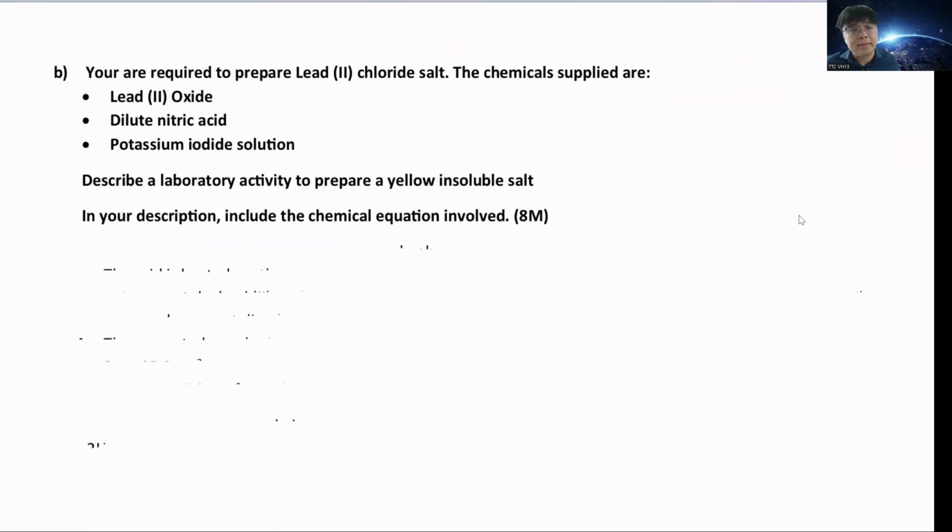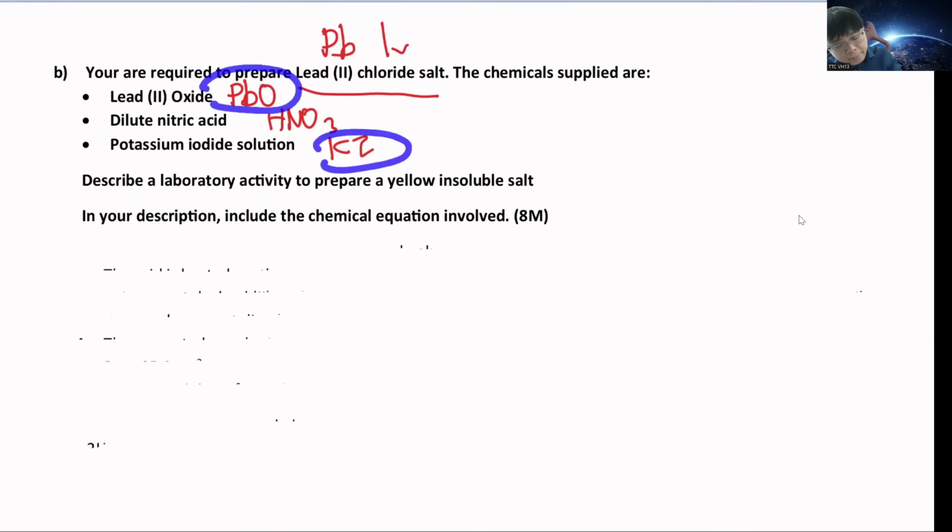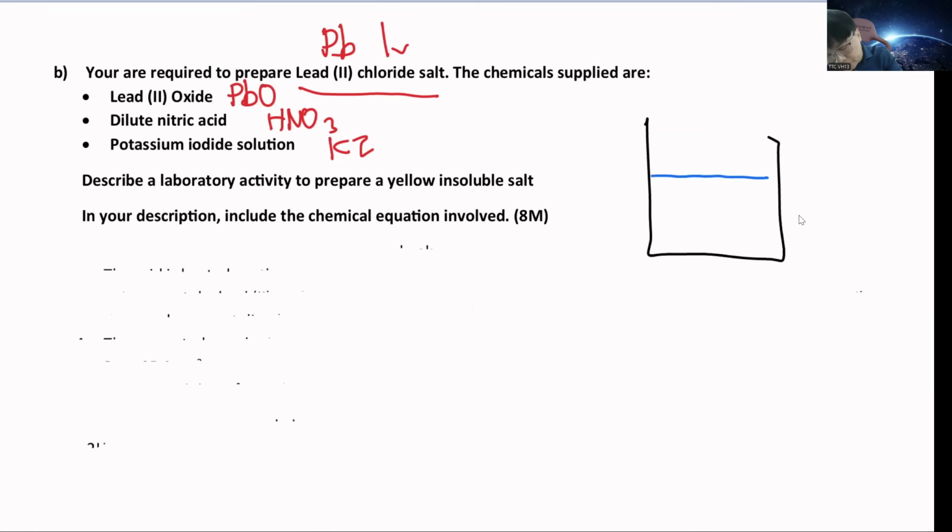Then the exam will end with a discrete experiment. They want to prepare PbI2. They'll give you three chemicals, PbO plus nitric acid plus potassium iodide. To get your PbI2, you cannot straight away put PbO into KI. The reason is that KI is soluble in water, but PbO is not soluble. So when you throw the PbO into the KI, nothing happens. So how do you settle this?